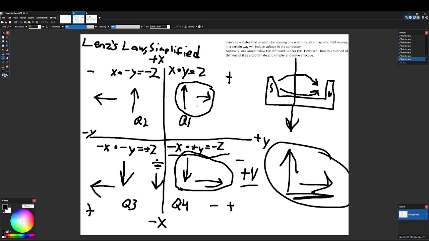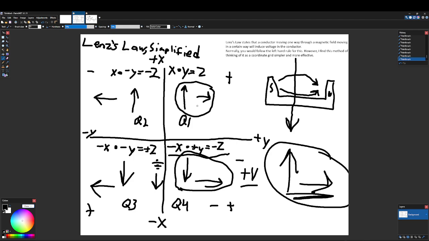Because if your field is going right, your forefinger, your index finger, your first finger, if that is going right, then that's the same as your field going right. However, if your thumb is going up, then that's your thrust. That's the movement of your conductor.